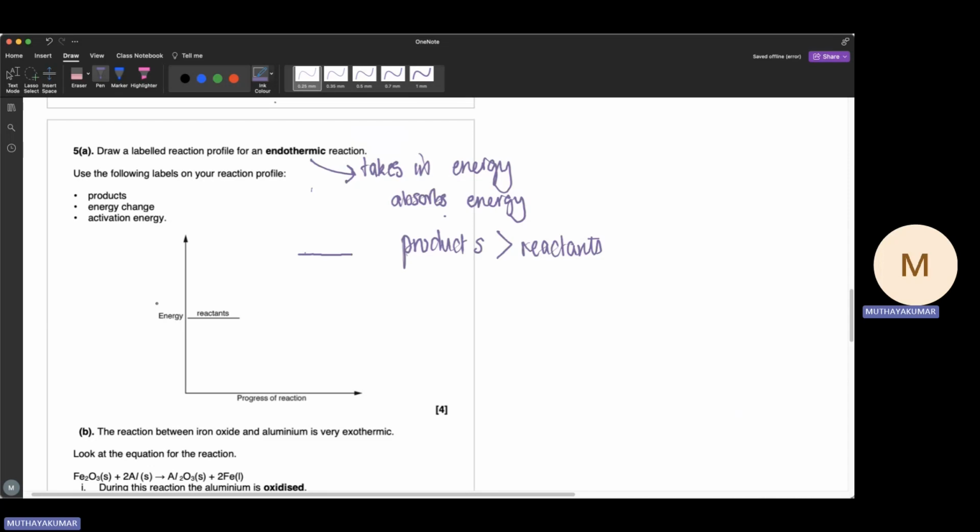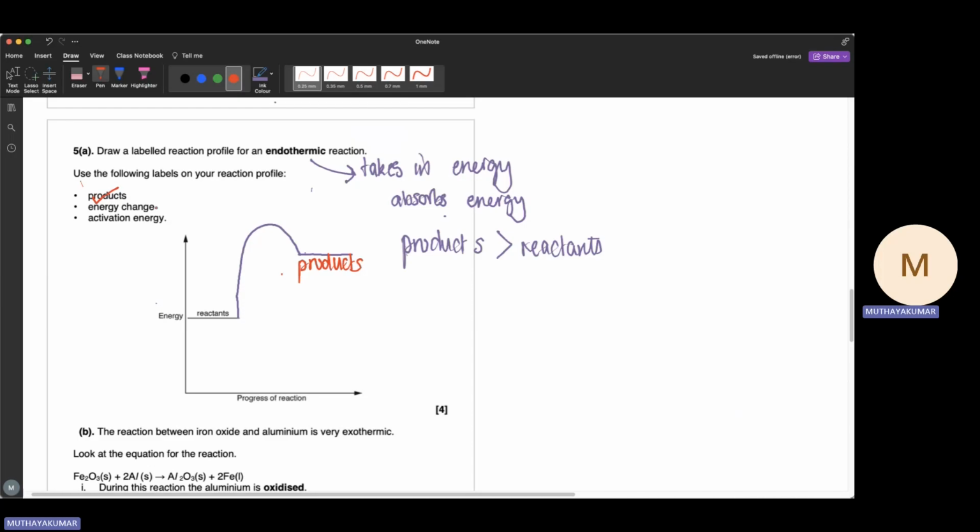Then, as with all energy profile diagrams, you need to connect your reactants and your product line with a curve. So let's start at the end of the reactants and draw a nice curve to the start of our products. And to show that it is our products, we need to add our label in. So products, and tick it off so you know you've done it. The other 2 labels we need to add are the energy change label and the activation energy label.